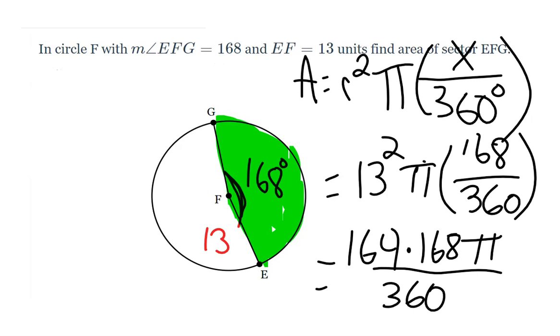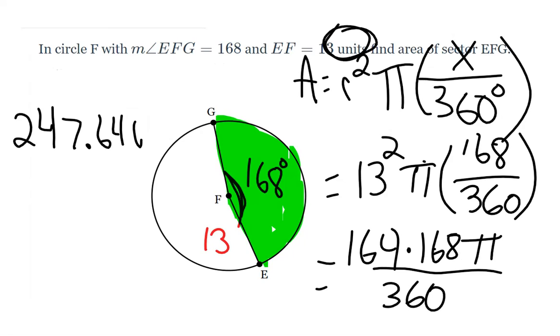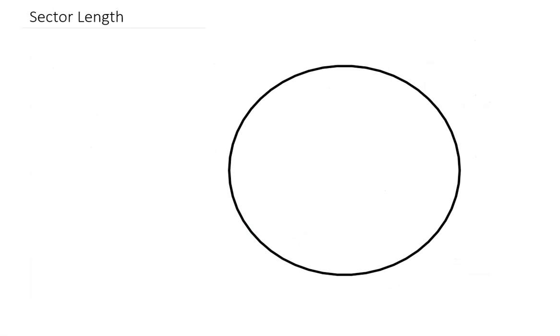Divide that by 360. My area here of just this sector would be 247.64, and since this measurement is in units, this is going to be units squared. So when I'm looking at area, I'm just finding the area of just a sector of a circle. Now along with finding sector area comes sector length.